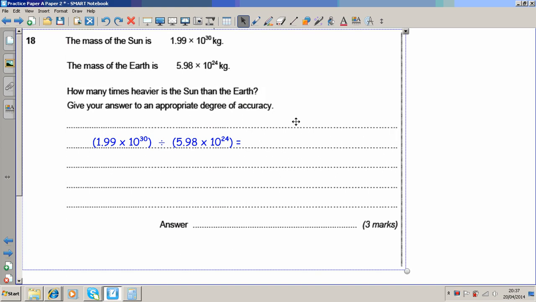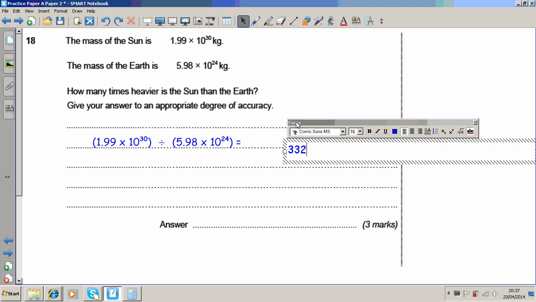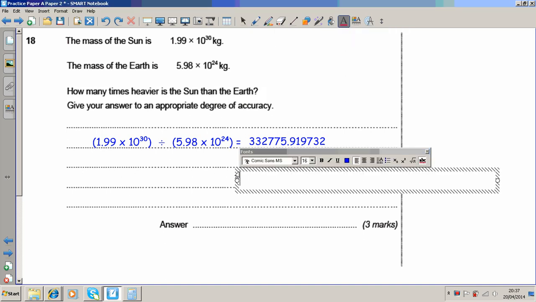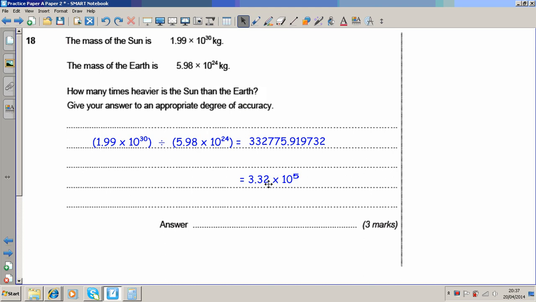So that is 332.775919732. So there's your answer. So to an appropriate degree of accuracy, well, these two are 2 decimal places, so I would say that we'll go equals 3.32 times 10 to the power of 5 is your answer.